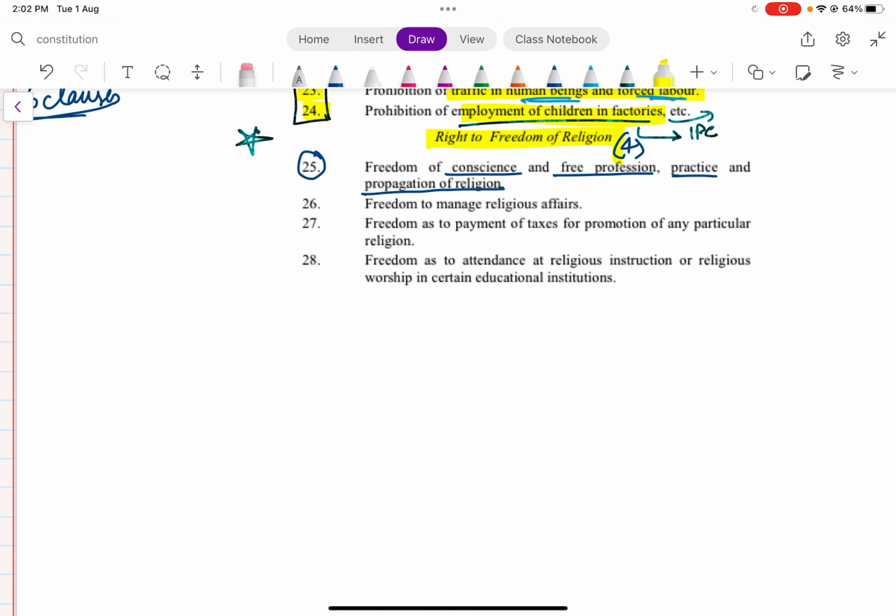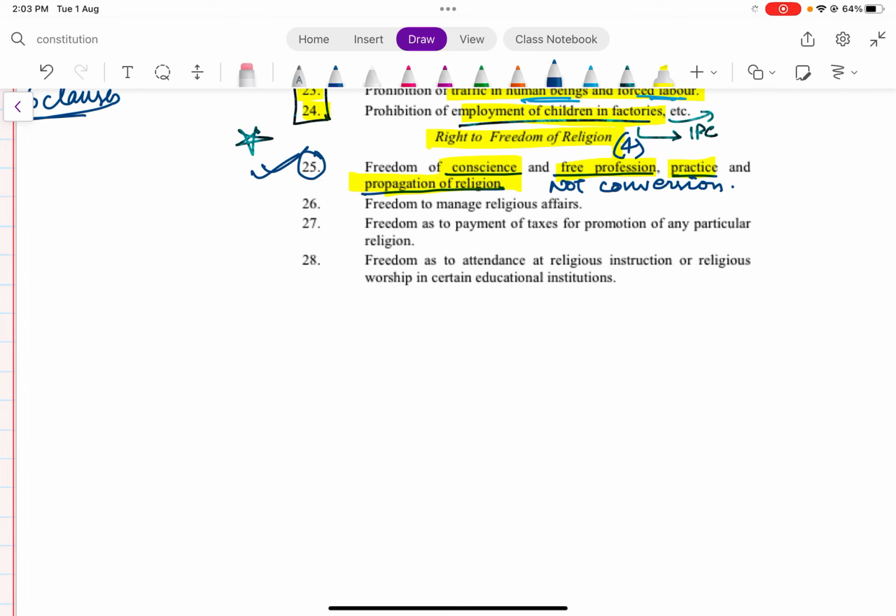See, the point is what the MCQ would be: which is not a fundamental right? Freedom to practice, yes. Freedom to profess, yes. Freedom of conscience, yes. Freedom of propagation of religion, yes. Not conversion. This would be your answer. This would be an option, but your answer would be that conversion is not a fundamental right.